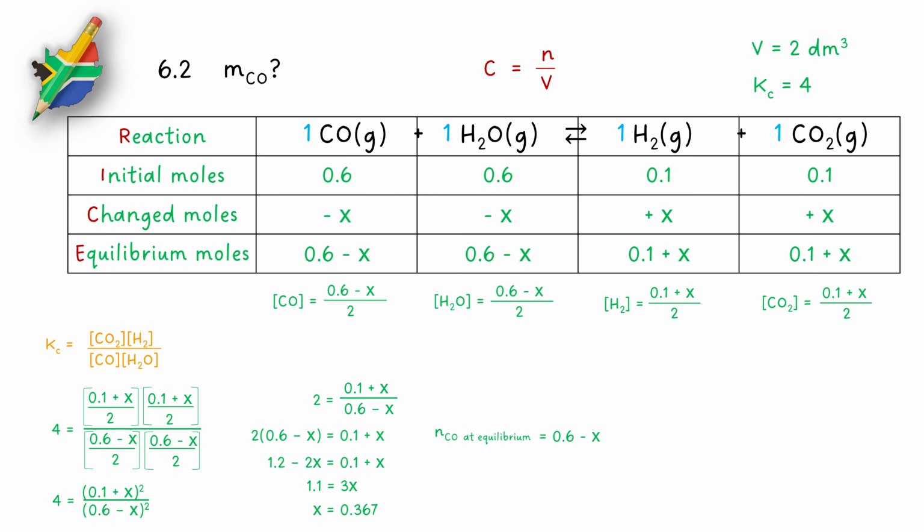Now, since the moles of carbon monoxide at equilibrium is 0.6 minus X, we can substitute in the value of X, and we get 0.233 moles of carbon monoxide present at equilibrium. All that is left to do is to convert this to a mass. We know that number of moles is equal to mass divided by molar mass, and so the mass of carbon monoxide is its moles times its molar mass. Putting in the mole value we just calculated and the molar mass of carbon monoxide, we get 6.52 grams at equilibrium.